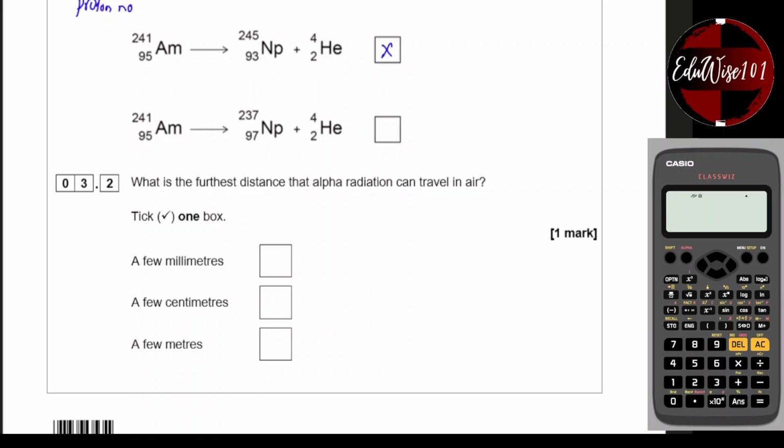What is the furthest distance the alpha radiation can travel in air? Now, what is the furthest distance an alpha particle can travel? Alpha particles don't travel a lot. So a few millimeters, no. A few centimeters, yes. A few meters, that's usually gamma. So alpha particles travel a few centimeters.